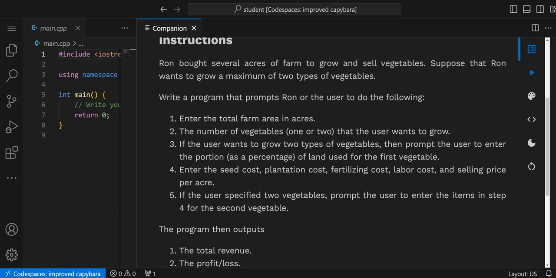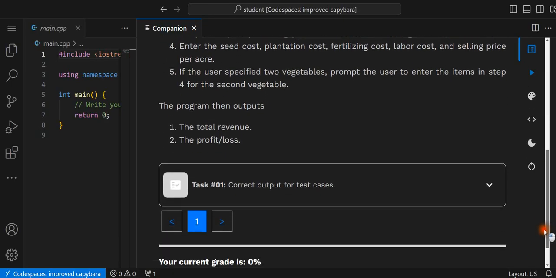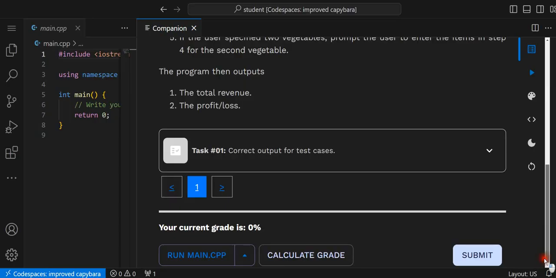Enter the seed cost, plantation cost, fertilizing cost, labor cost, and selling price per acre. If the user specified 2 vegetables, prompt the user to enter the items in step 4 for the second vegetable. The program then outputs the total revenue and the total profit or loss. Correct output for these test cases.